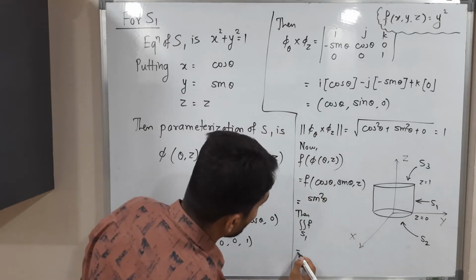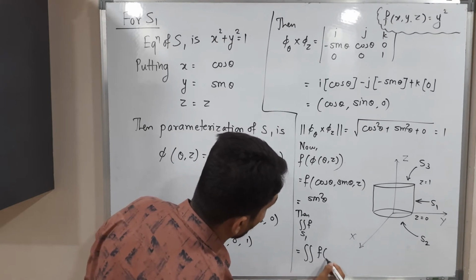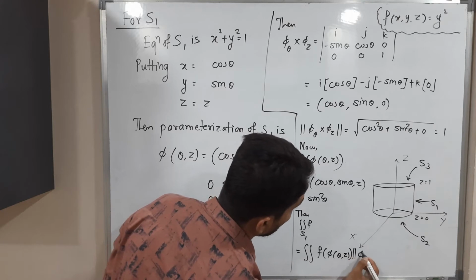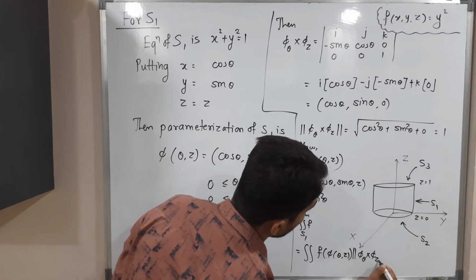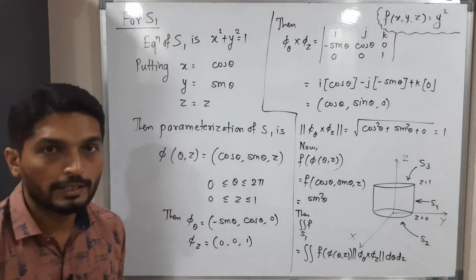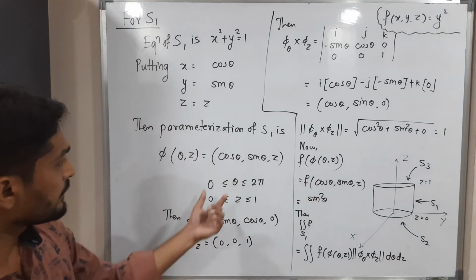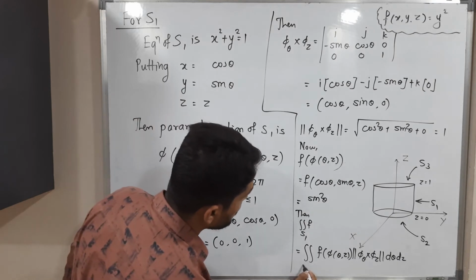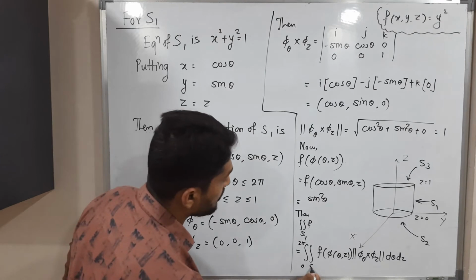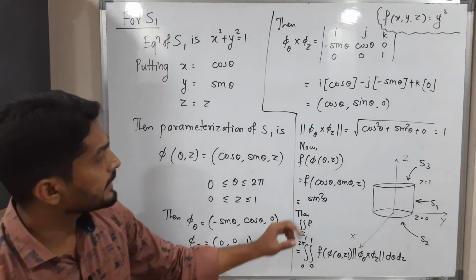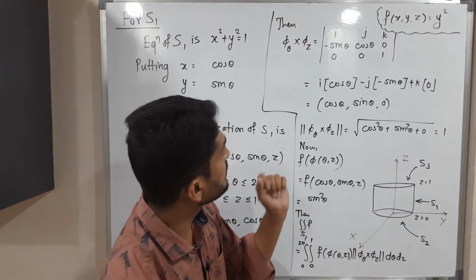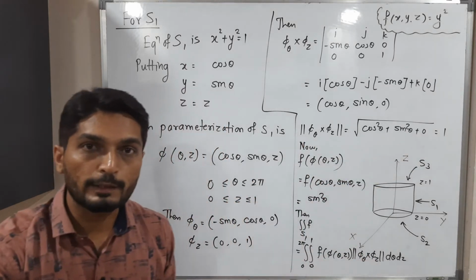So this is equal to double integration f of phi of theta z, norm of phi theta cross phi z, d theta dz. Obviously, I should write the limits of theta and z. Limits of theta 0 to 2 pi, and limits of z 0 to 1. So f of phi of theta z, we have already calculated its value is sine square theta and the value of norm is 1. So let us put all those values there.